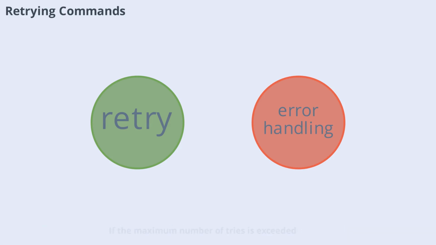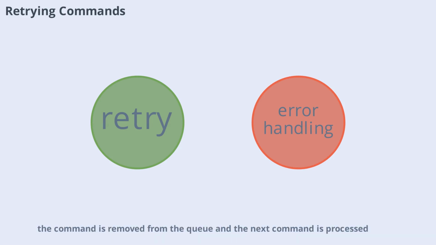If the maximum number of tries is exceeded, the command is removed from the queue and the next command is processed. This approach prevents endless retries and ensures that your application can recover gracefully from errors. Managing retries effectively is important for maintaining a robust BLE connection, especially with unreliable devices.